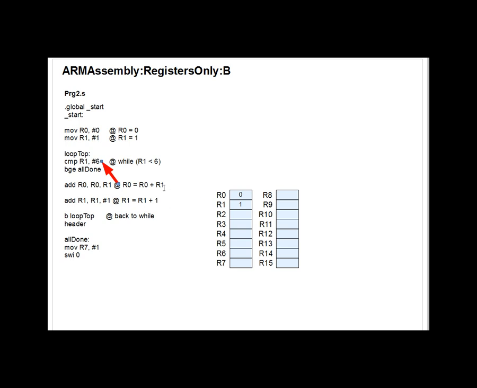Line 9's BGE instruction is a conditional branch. It jumps the program to its target location, all done, only if the result of the prior compare was greater than or equal to. In other words, if R1's value was greater than or equal to 6. Line 9 is thus deciding when to exit the loop. When R1 reaches 6, line 9 jumps past line 14 down to the bottom so that the program can finish and exit. The final two lines set up and perform the SWI instruction as in prog1. Note that the sum is already in R0 as the exit code.